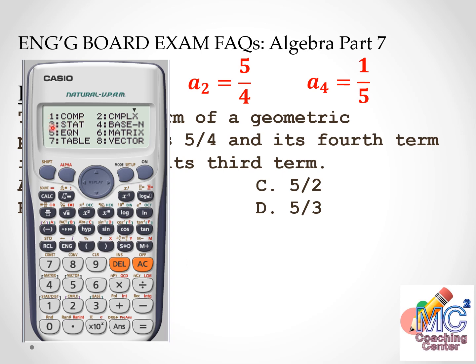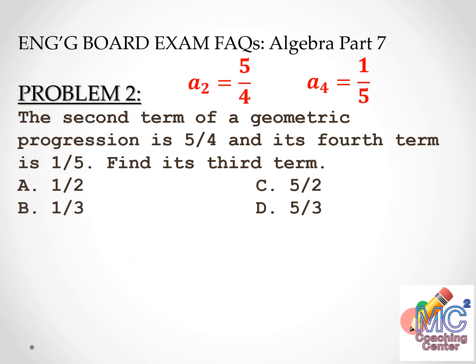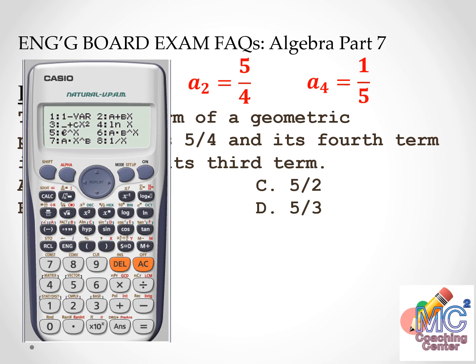Ibig sabihin, nagpindot na tayo ng mode kanina. Then after that, press 3. Ito naman ang yung pipindutin natin. Pindot natin 3. After natin mag-press ng 3, ito na yung lalabas sa calculator. Now, ito siya class for geometric progression kasi geometric ito. Itong 5 ang pipiliin natin. Okay? Mode 3, 5 tayo for geometric progression.